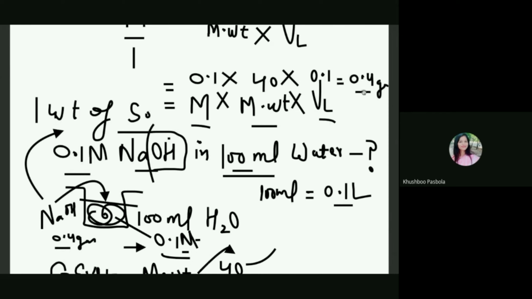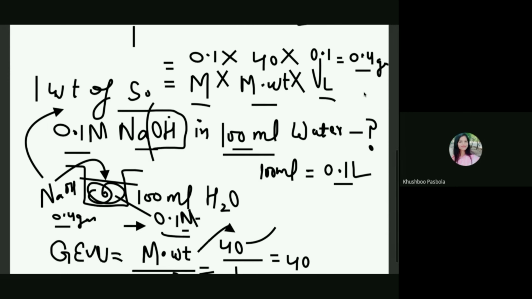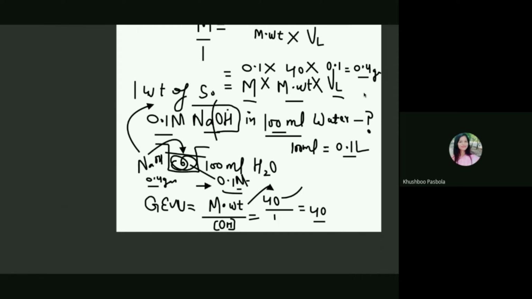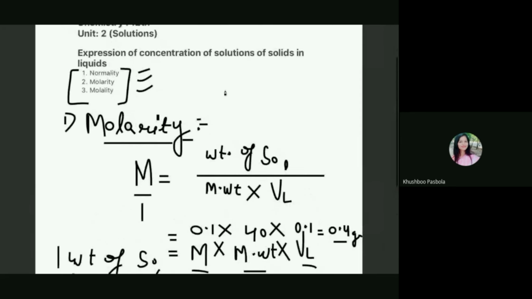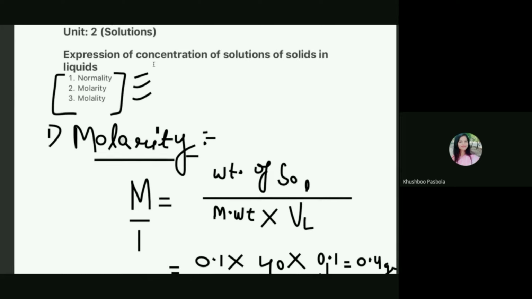So if you are going to prepare 0.1 normal NaOH or 0.1 molar NaOH, the weight for NaOH will be the same, because molecular weight and gram equivalent weight for NaOH are the same. If I change the chemical, then the answer will be different. It depends on the chemical which you are using. So here I discussed normality and molarity.